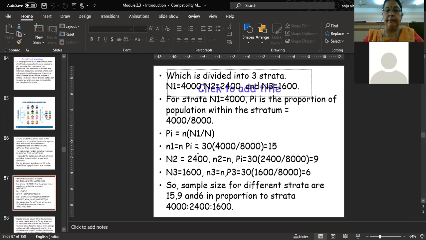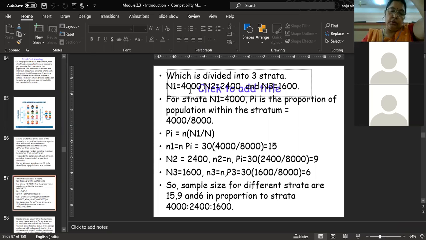So that is 30. So n1 is equal to 30, and capital N1 is your subgroup of the population, that is 4,000, divided by capital N, that is your population size. So your population size is 8,000. So that is equal to 15. So you got your first sample for this capital N1 subgroup or stratum. You got your first sample, that is 15.